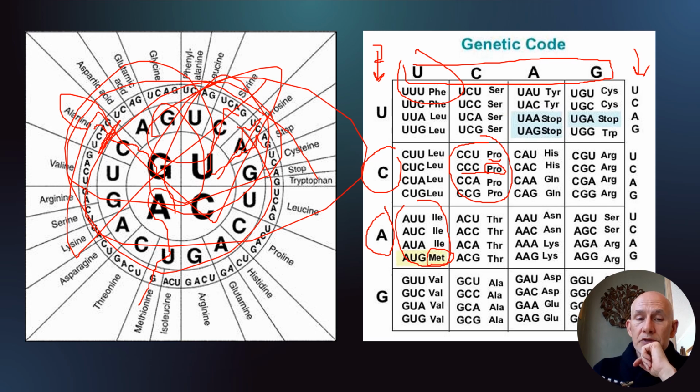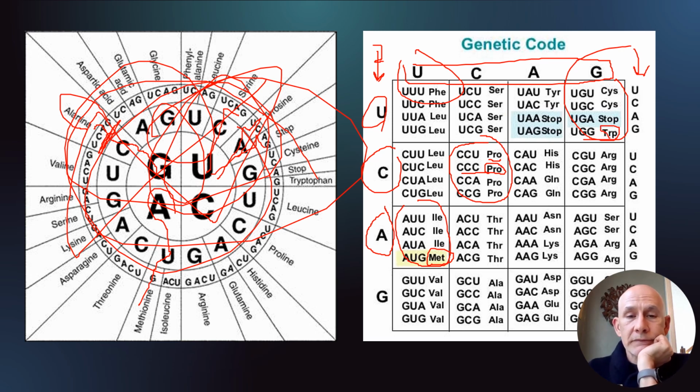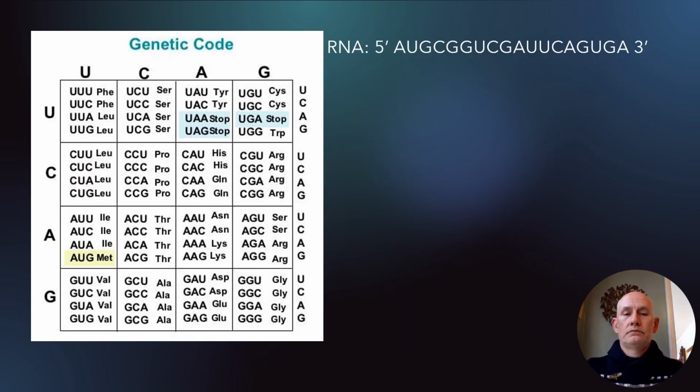And so we see that U is here, G is here, and then UGG gives you TRP, which is tryptophan. We will practice that in class.